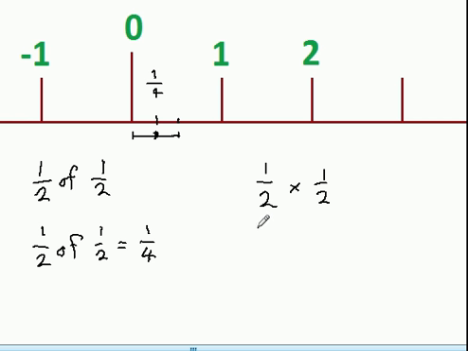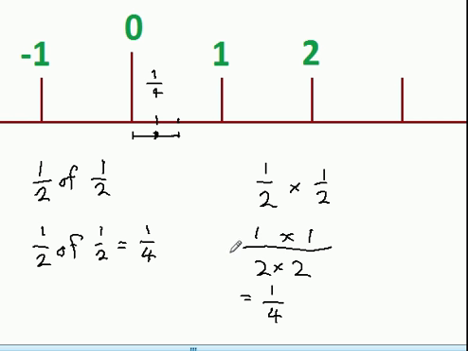Now the method that we're using is we take the two top numbers and put them together with a times sign between them, and the two bottom numbers go together with a times sign between them. We then do 1 times 1 over 2 times 2, which is 4. So it seems to work with this example where both the fractions are worth less than 1.